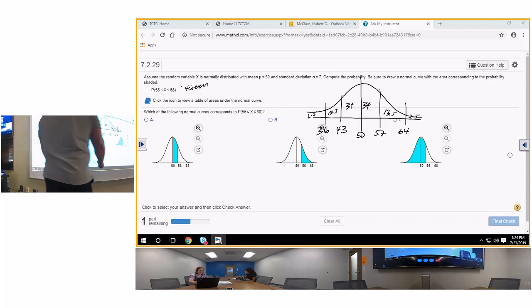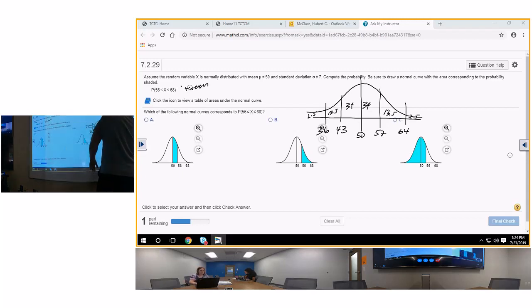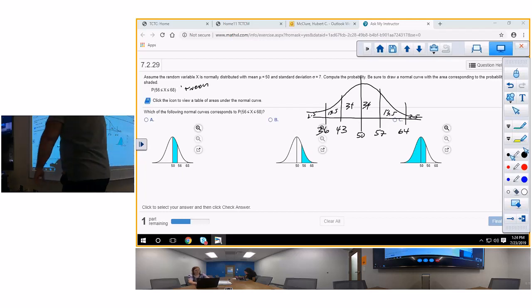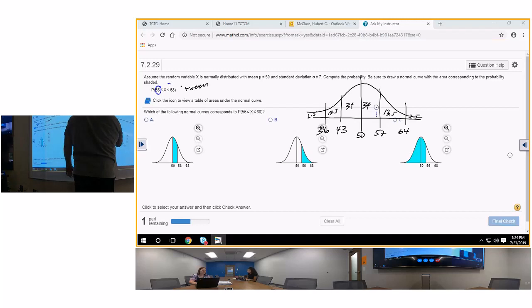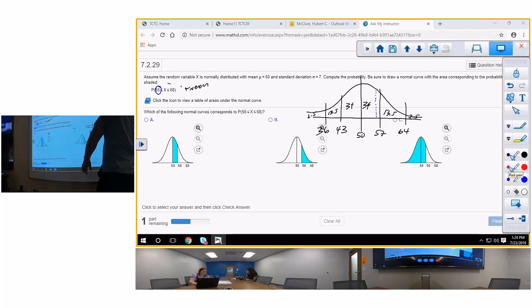56 to 68. 56, I'm going to do this in blue. 56 is right here. And 68 in red.